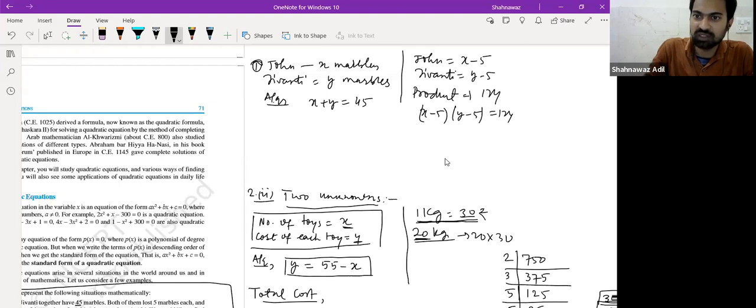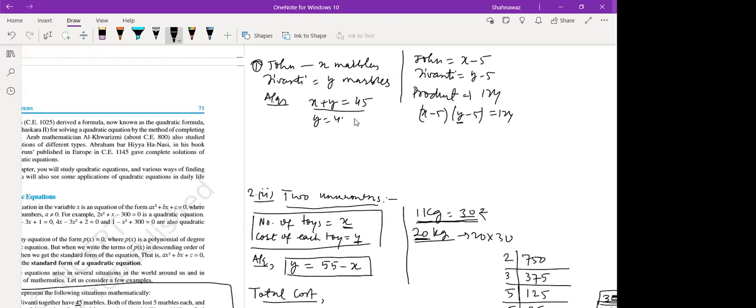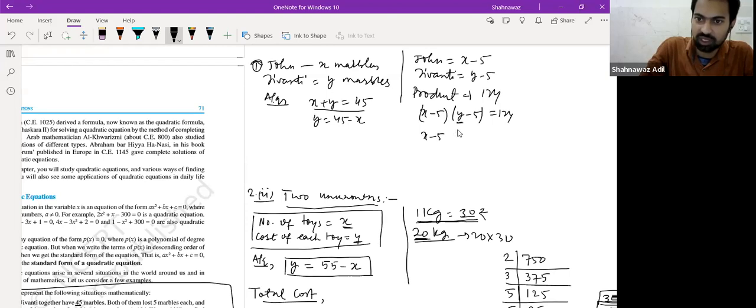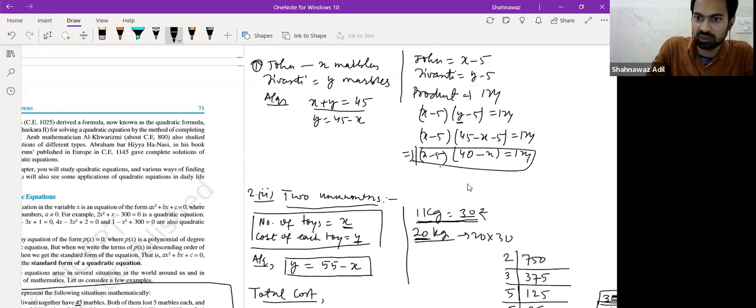And now to make this a quadratic equation, what we will do? We will change this y, right? From here, y would be 45 minus x. So (x minus 5)(45 minus x minus 5) is 124. So this is (x minus 5)(40 minus x) equals 124. And then you solve this, then you get the quadratic, right? So I will discuss this later with you, because Hamad has joined and we are already 10 minutes late.